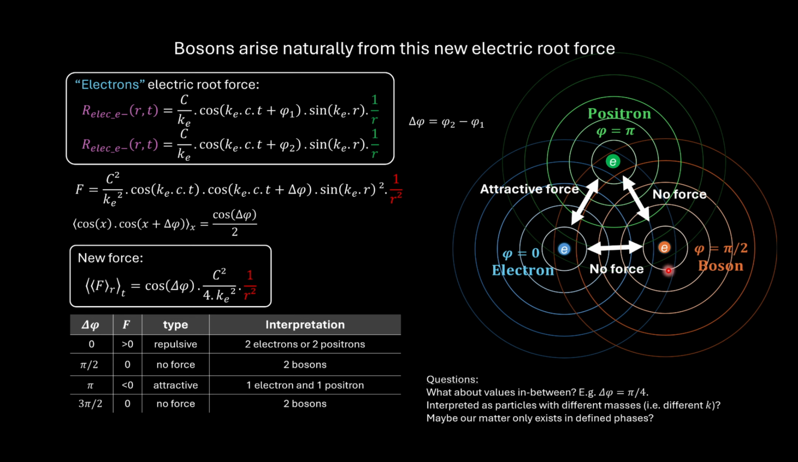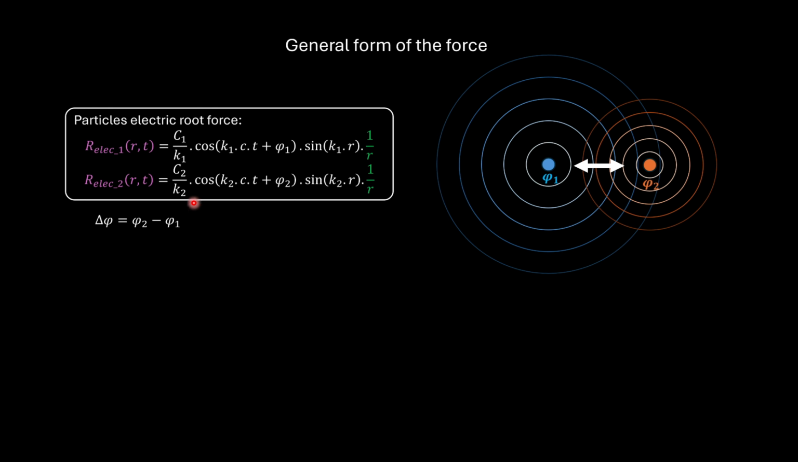What happens is the nature of the particle is defined by the phase point of view. But this raises more questions. What about phase values in between? If you have answers, please comment or link another video or article. I'm interested.